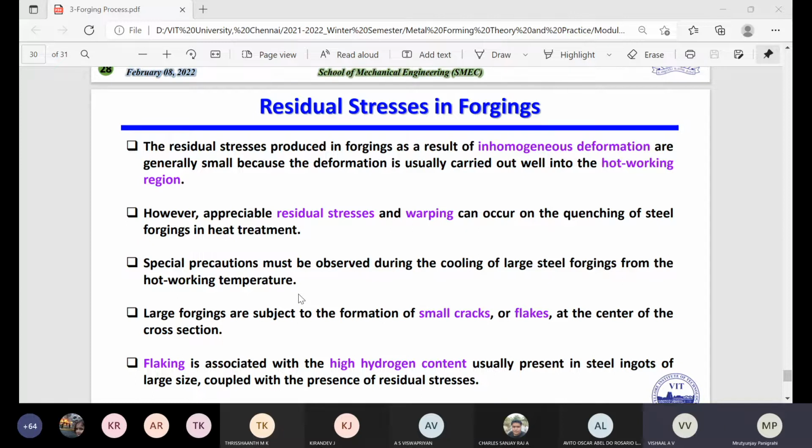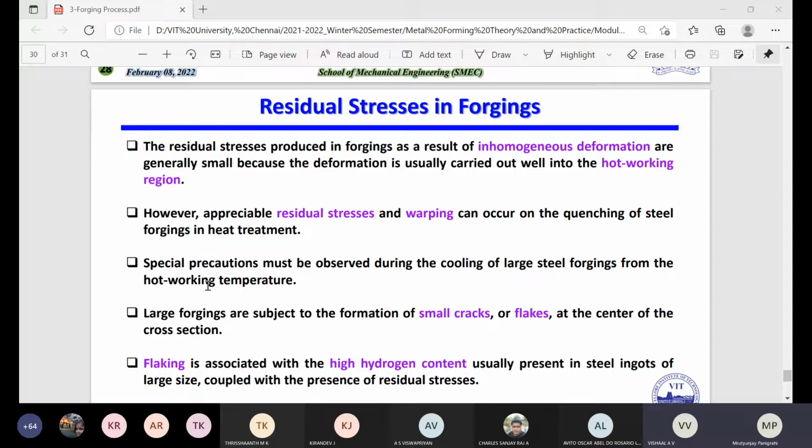Of course, if you have a different kind of material, if you have a steel piece or a copper sheet or maybe any non-ferrous sheet, that temperature or that parameter is different from each other. Large forgings are subject to the formation of small cracks or flakes at the center of the cross section. In large forging, of course, when we are talking about accurate things at laboratory scale, it is very difficult when we are talking about mechanical working.